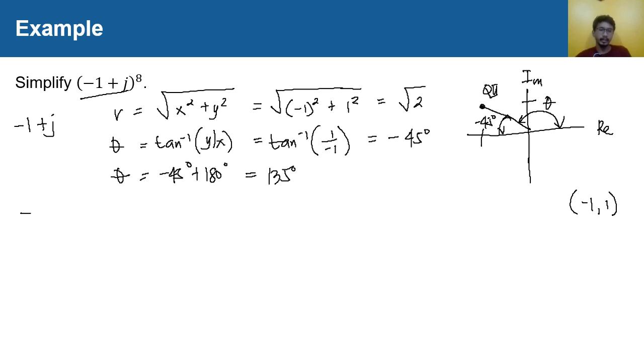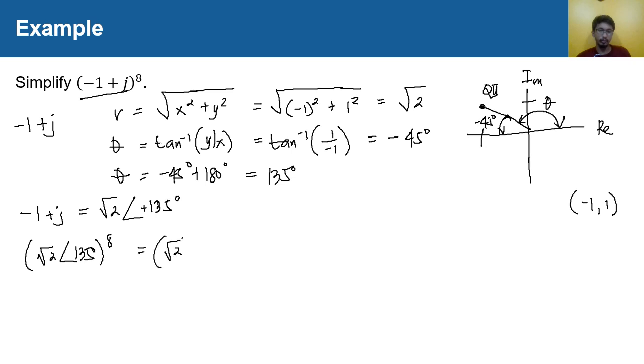Therefore, negative 1 plus j is equal to square root of 2 bar angle positive 135 degrees. Okay? So we now have the given rectangular form in polar form. So we can now use De Moivre's theorem. So we now have (square root of 2 bar angle 135 degrees) raised to 8. That is now equal to the square root of 2 raised to 8 bar angle 135 degrees times 8.